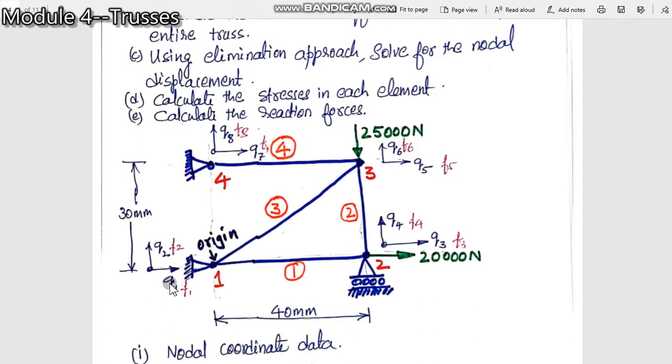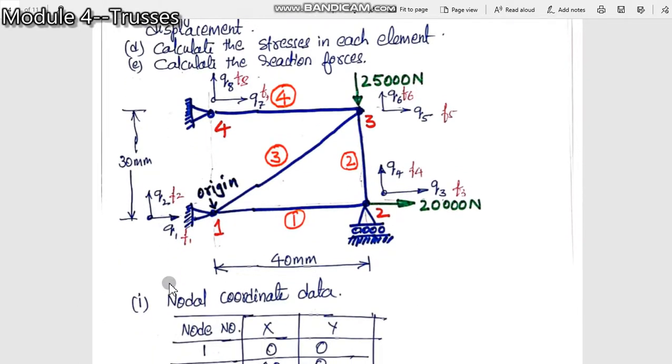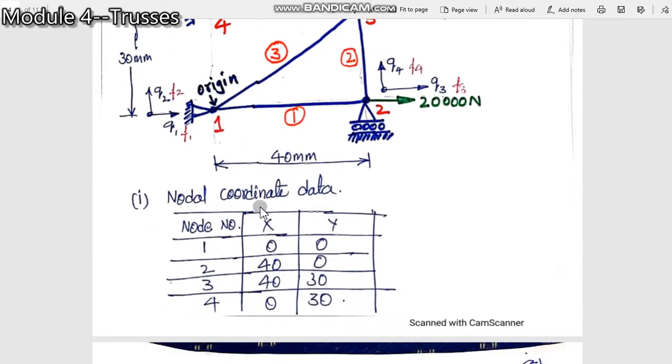The first and foremost thing is you have to go for node numbering. If you look at node 1, you number it as Q1 and Q2 as per the node numbering scheme. Similarly, at node 2, Q3, Q4 and so on. Similarly, you can mention F1, F2, F3, F4, the forces acting. Having done this much, next you go for the nodal coordinate data.